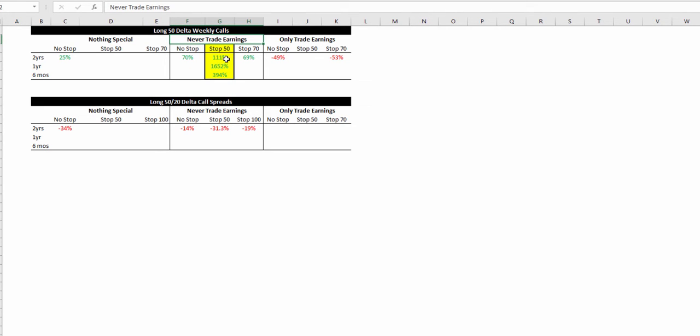And again, it doesn't mean I think I'm going to make 111% or 394%. The point here is not to replicate the past. The point is to use the past to optimize the future. Owning calls with a tight stop has been better than owning call spreads with a stop or without a stop, and avoiding earnings for both has been better. Now I know that, and I'm going to implement that if I want to buy calls.